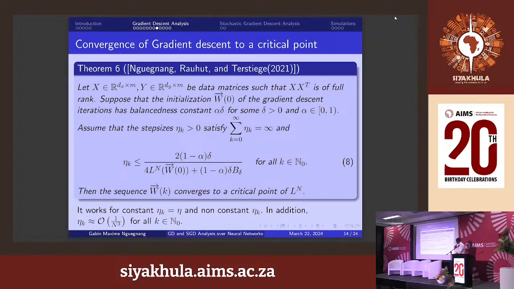So then we use that to establish our first main result, where we show that gradient descent will converge to a critical point of Ln, with this condition on the step size. And one nice feature of this step size is that it does not decrease exponentially, as is the case with the state of the art result.